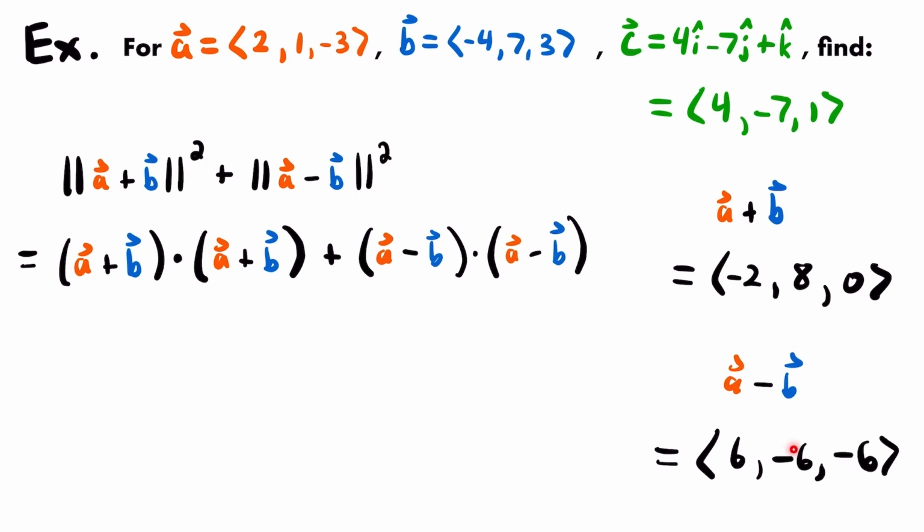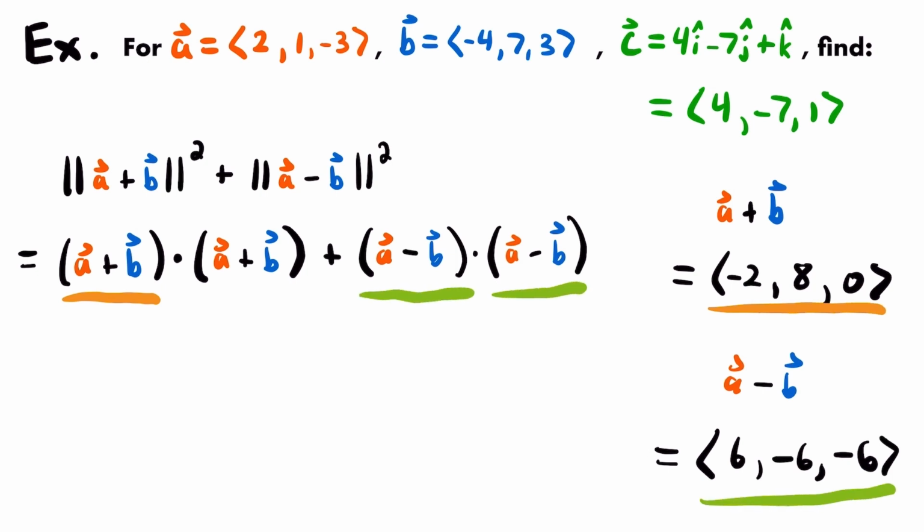Okay, so now using these two vectors, we can perform these two dot products. This vector right here is the same as this vector, and this vector right here is the same as this vector. All right, so if we're going to perform the dot product on this vector right here, we're just going to be adding together the components squared, right? Because we'd be multiplying the x component by itself, adding that to the y component multiplied by itself, and then adding that to the z component multiplied by itself. So this will be equal to negative 2 squared plus 8 squared plus 0 squared.